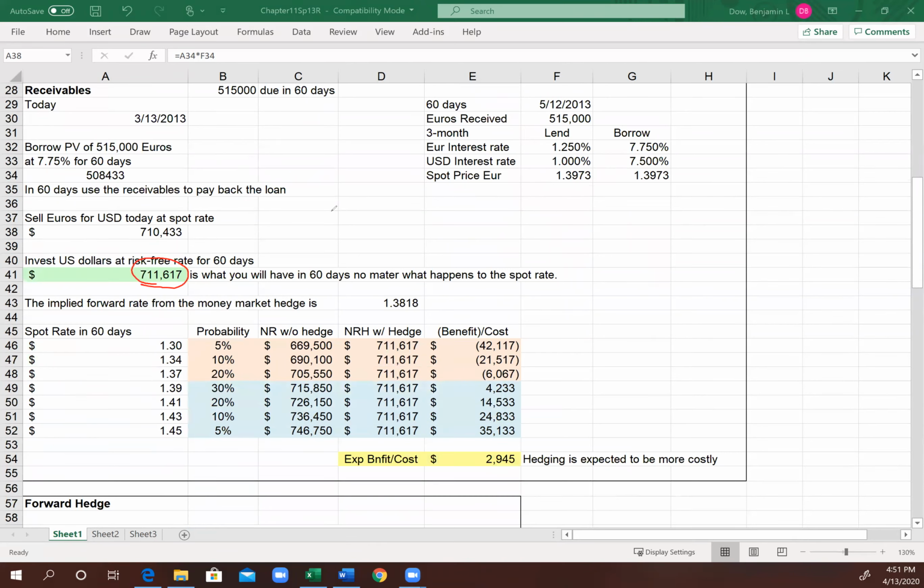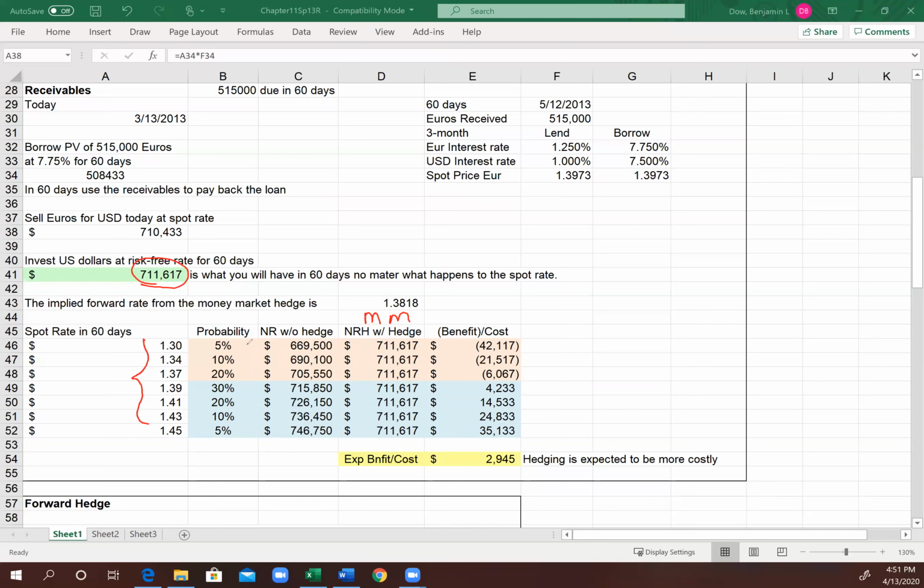So this is what we had using the money market hedge. And no matter what happens to the spot rate in the future, our money market hedge will always give us 711,617. And now what we can do is compare it to our forecast, and we can easily show where we're better off hedging versus not hedging.